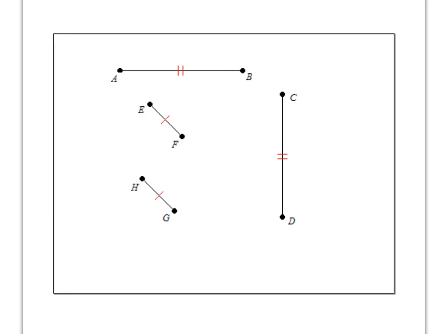One more indicator of congruent segments, and this part is not on your note sheet, but I wanted to show it to you, is the number of tick marks on a segment. If two segments have the same number of tick marks, they are congruent. For instance, segment EF would be congruent to segment HG because they both have one tick mark. Segment AB would be congruent to segment CD because they both have double tick marks. So watch for that. That gives away some information as well.